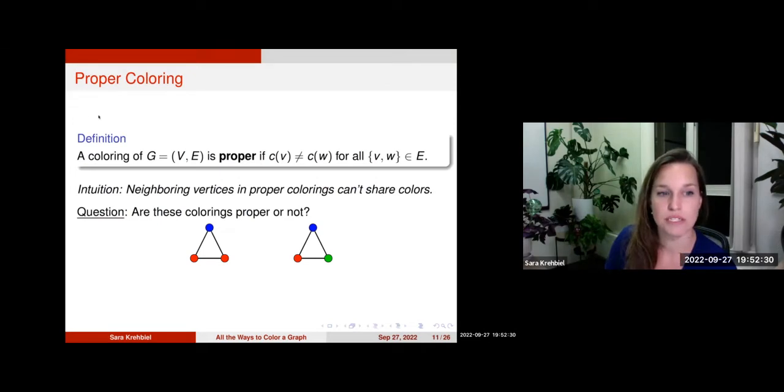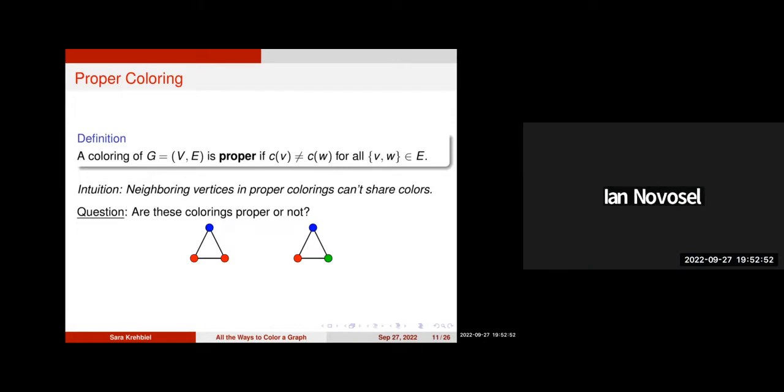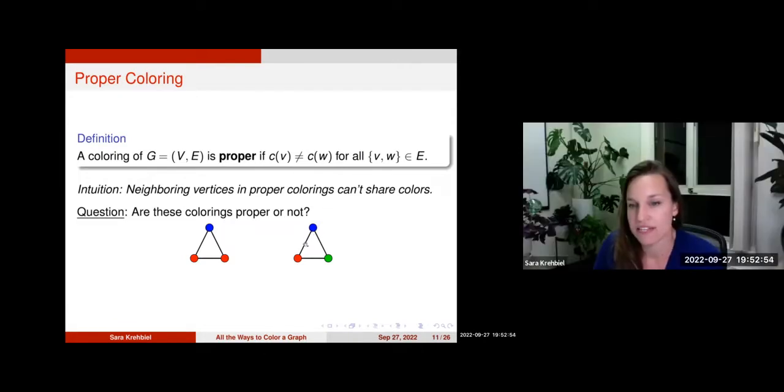Okay, so this is a pretty straightforward question. Can somebody tell me, and if you're willing to unmute yourself, can somebody just shout out which of these colorings is proper and which is not? Is the second one proper? Yeah, the second one is proper. And the second one is proper because each of these vertices has a different color.